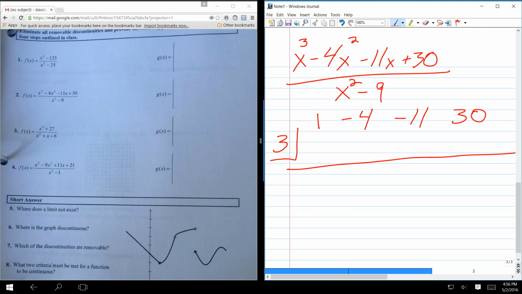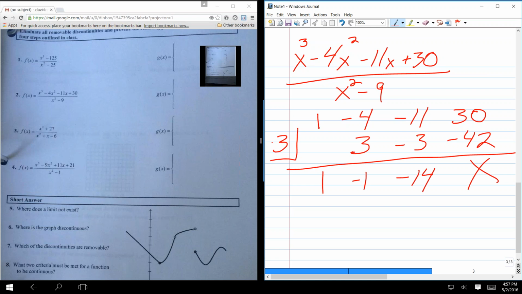If you get 0 at the end. Okay. So you remember how to do this synthetically? Help me out here. Do you just start with 3, or do you start with 1? Bring the 1 all the way down. That's your start. Then you start multiplying and adding. Now I add that, that's minus 1. Multiply, that's minus 3. Add, that's minus 14. That's minus 42. That's not a factor. Okay. Let's try minus 3.